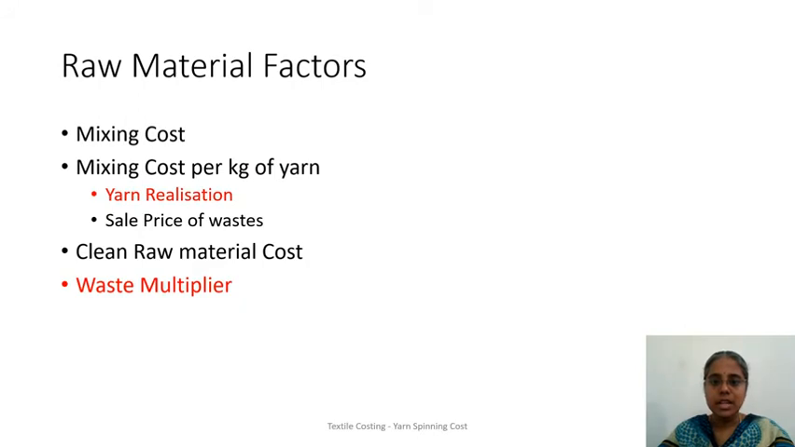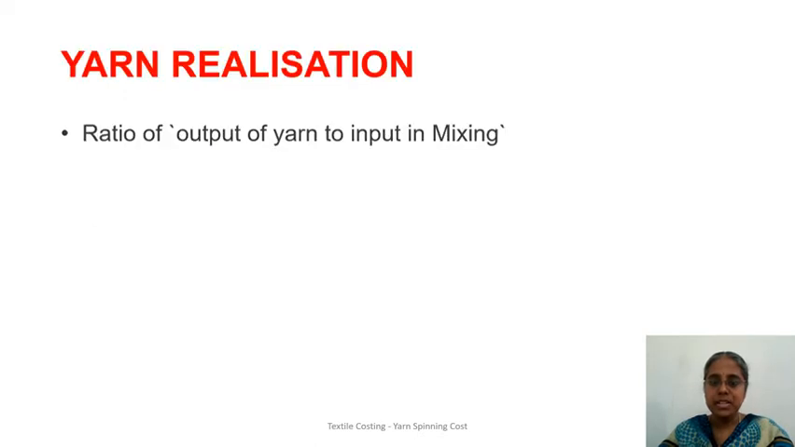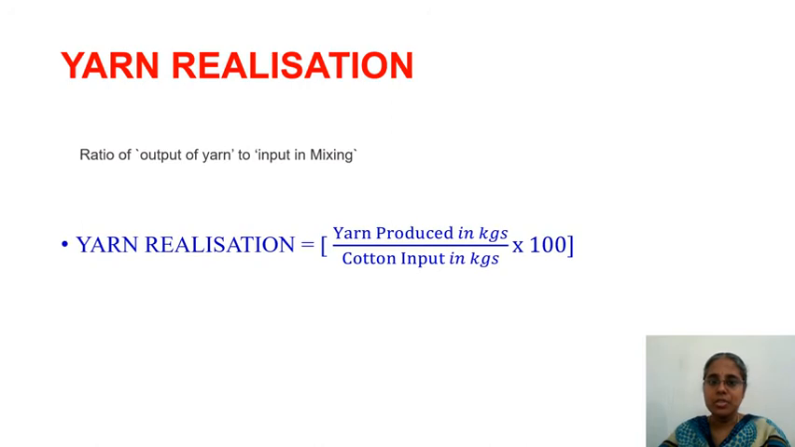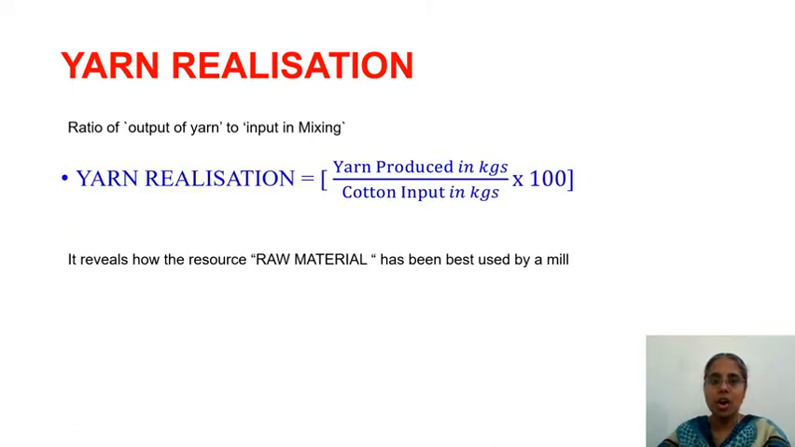Now let us try to understand the next terminologies, yarn realization and waste multiplier. Yarn realization is simply the ratio of output to the input, the yarn production divided by the kgs of material that is put as input. So yarn realization is yarn produced in kgs divided by cotton input in kgs into 100. It is given usually as a percentage. It reveals how much we have utilized the resources, especially the raw material resource. How well we have utilized the raw material is understood by this terminology.